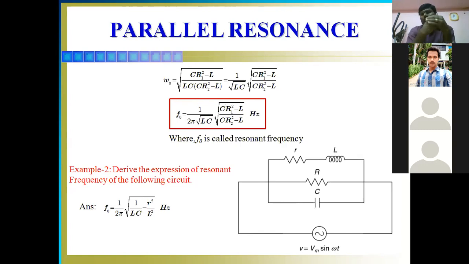Even if there are 3 or 4 branches in parallel, you calculate their impedances separately, then calculate the admittance, simplify it, and equate the imaginary part of the admittance to 0, so that you can get the resonant frequency of any kind of parallel circuit. You need not worry about the number of branches or elements present. Just follow the procedure.